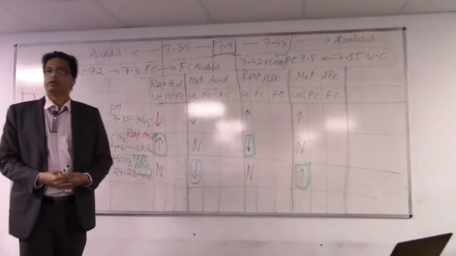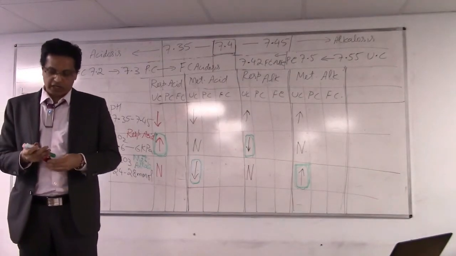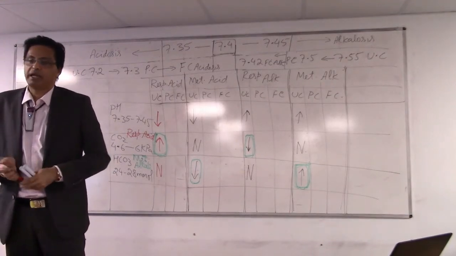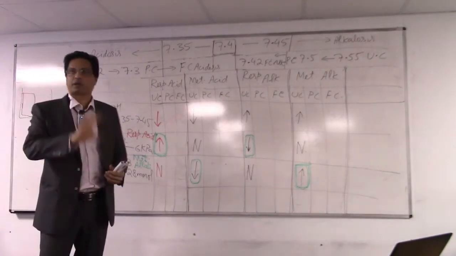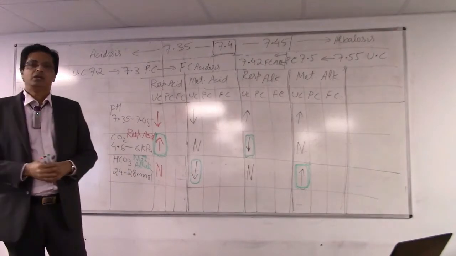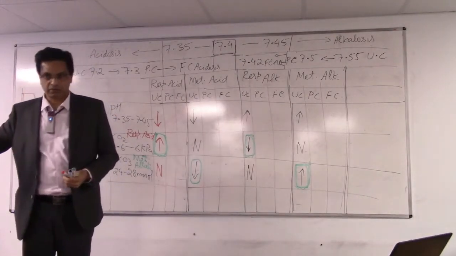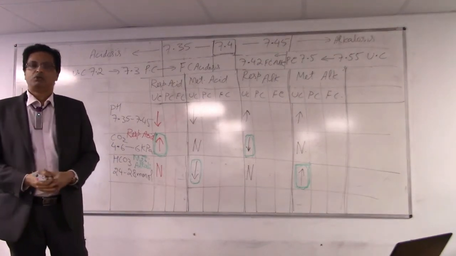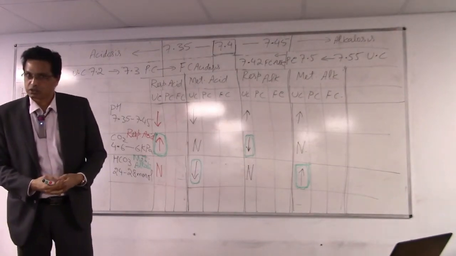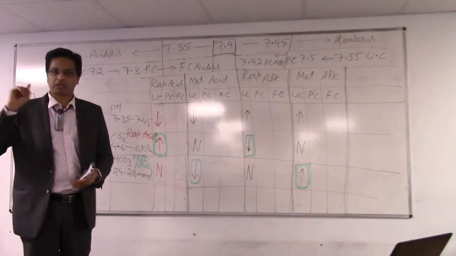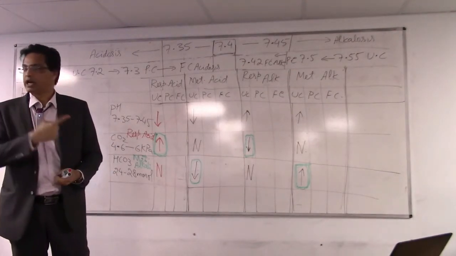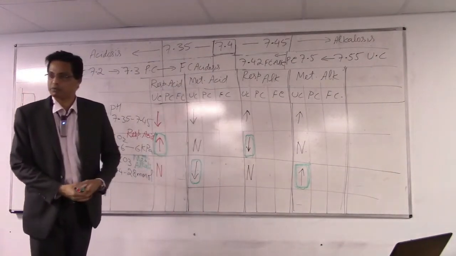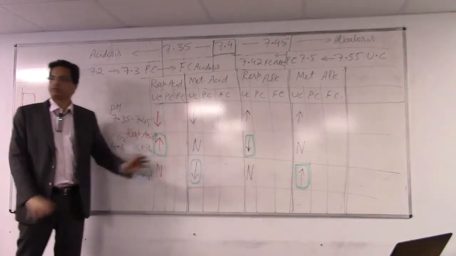Okay, now without looking at the board, I want all of you to tell me the primary pathology in metabolic alkalosis. Bicarbonate is high. Metabolic means problem in the bicarbonate, high or low. So in metabolic alkalosis bicarbonate will be high. What is the primary pathology in metabolic acidosis? Bicarbonate low. What is the primary pathology in respiratory alkalosis? Respiratory means problem is the carbon dioxide. Should be high? If it is high, what happens? Acidosis. So it should be low. So carbon dioxide will be low in respiratory alkalosis. And in respiratory acidosis, what is the primary pathology? Carbon dioxide will be high. All of you understood so far?